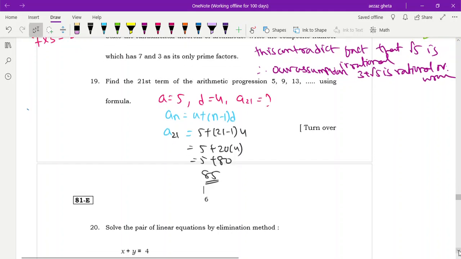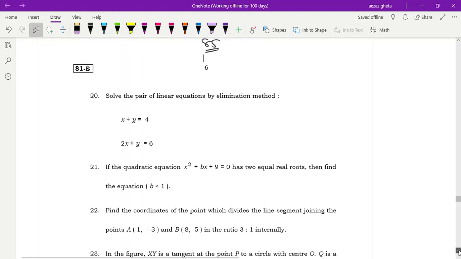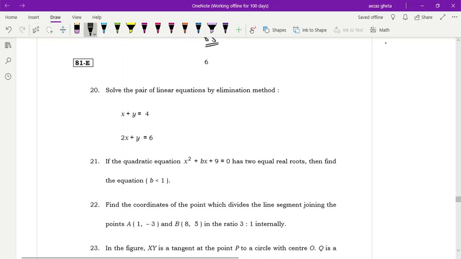The next question, let us see. Solve the pair of linear equations. They say you have to use the elimination method. So let's do it here. x plus y is equal to 4, 2x plus y is equal to 6.